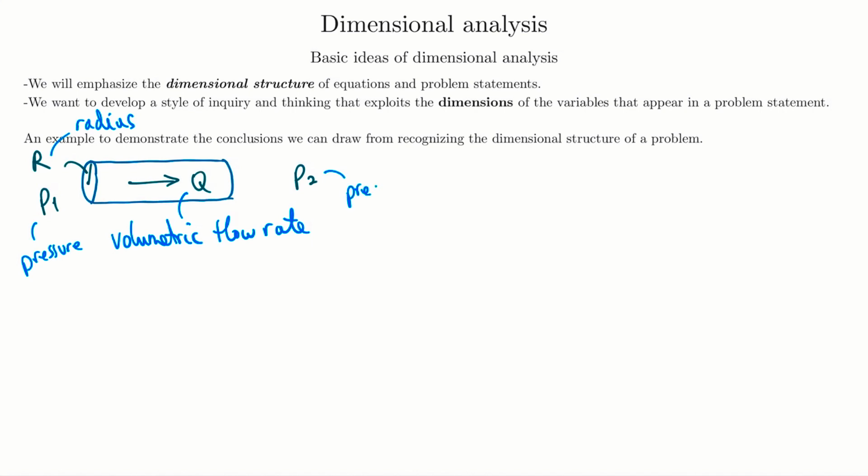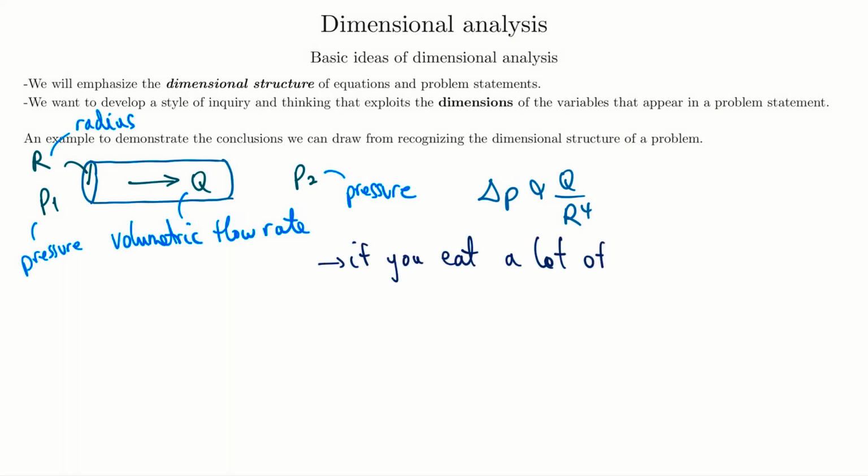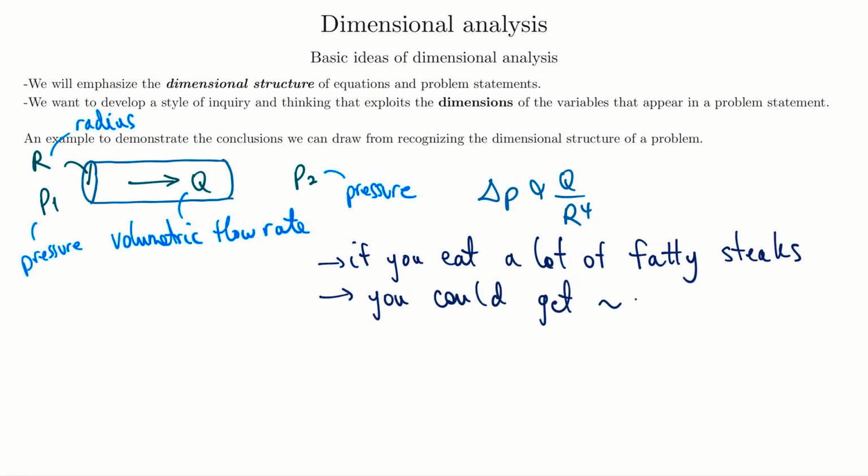Now we know from our undergraduate fluid mechanics that in a pipe, this pressure difference across the pipe is proportional to volumetric flow rate over radius to the 4. And that's our dimensional structure. So we get this by recognizing the dimensions. Now let's say you eat a lot of really fatty steaks. You could get, say, approximately a 10% reduction in the radius of your artery.